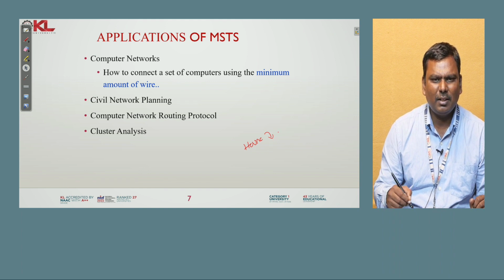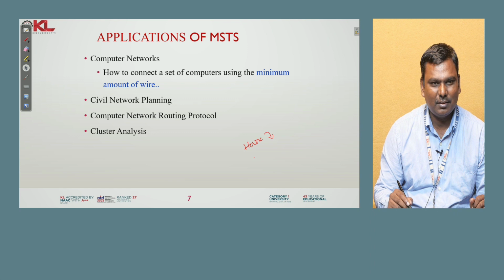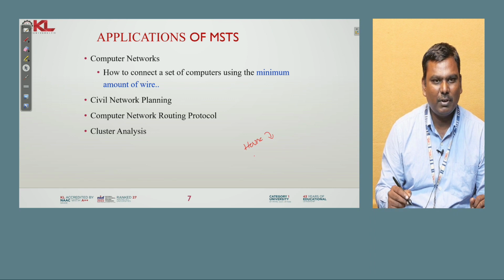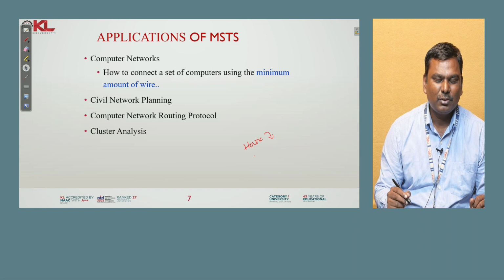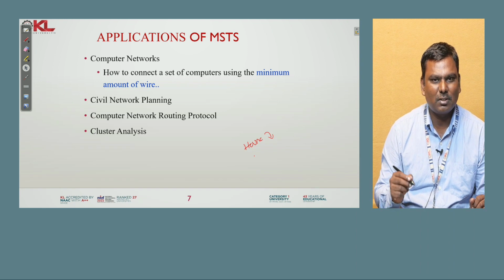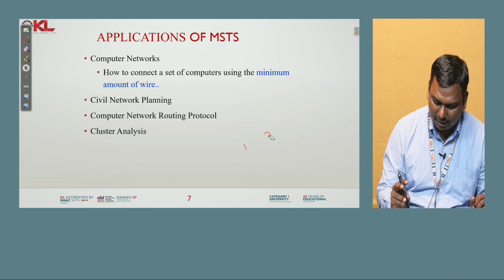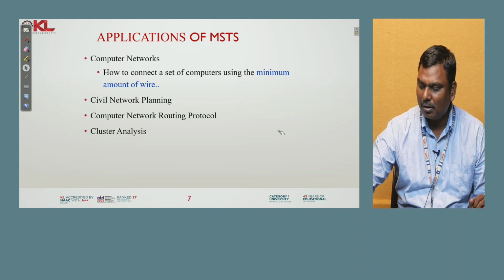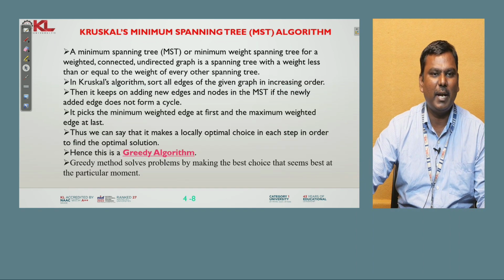So these are the planning, we will connect the wiring, house wiring. This is the main important. So when we are using computer networks and house wiring, we will find the smallest cost of the house wiring. So this is one of the applications of the minimum cost spanning tree.